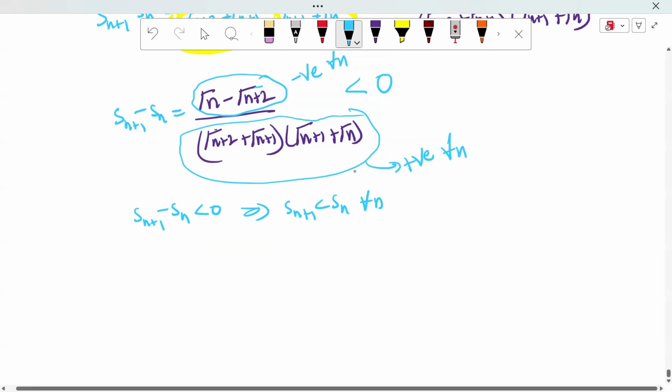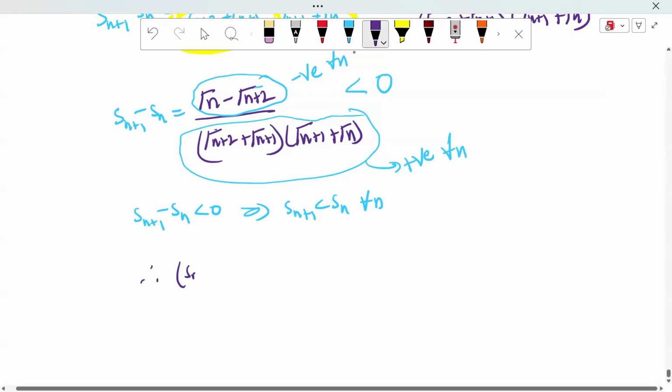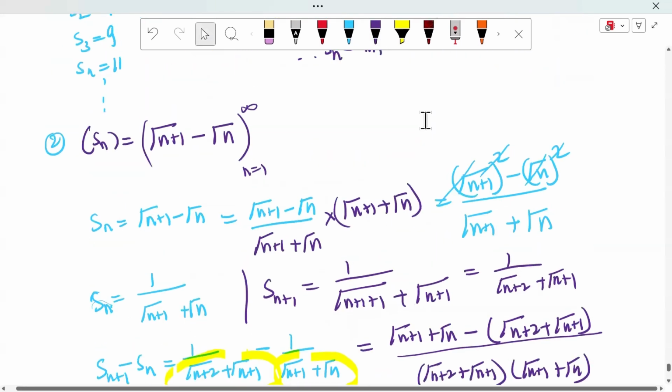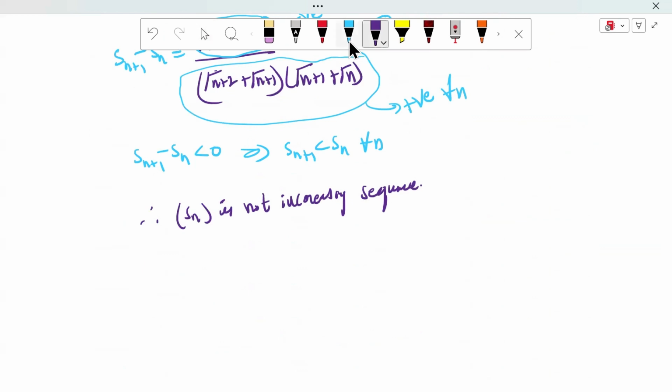Therefore the sequence Sn is not an increasing sequence. For example, Sn equal to a summation, if we take it, is an increasing sequence.